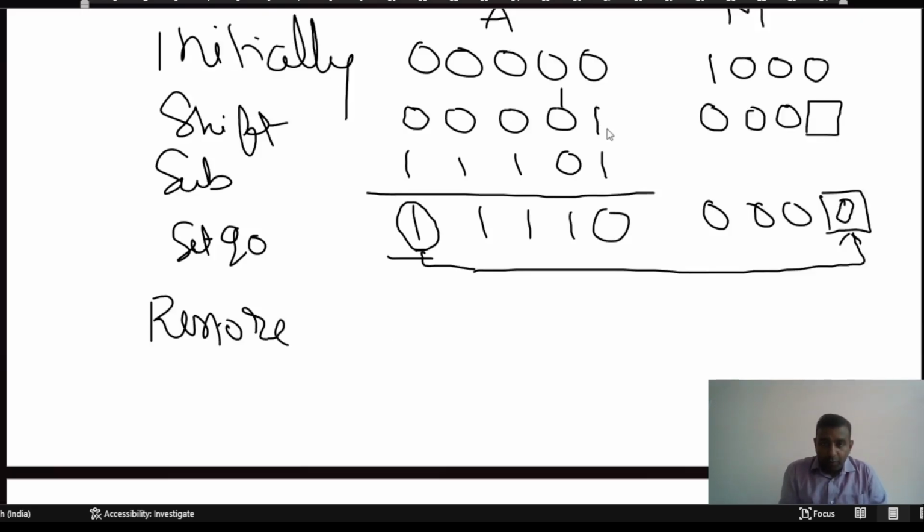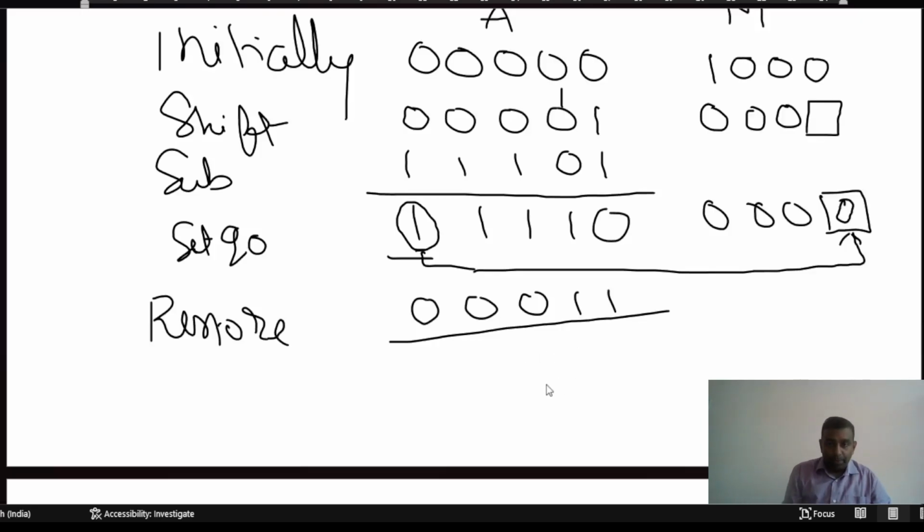So what do we perform in subtraction? In subtraction, we perform the subtraction by using 3. Now we add the 3 again. And that operation is called restore.